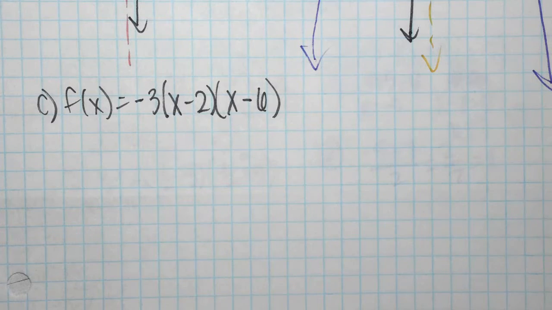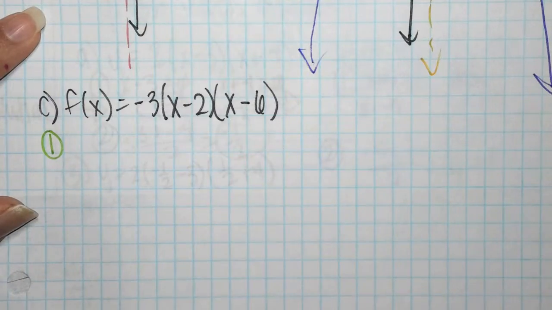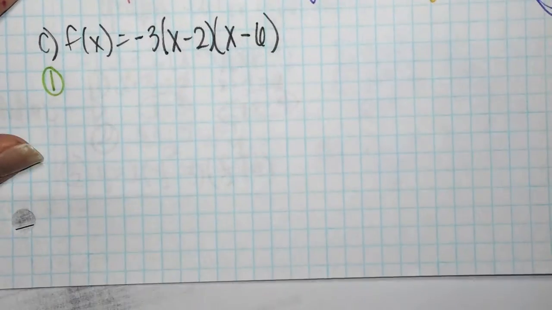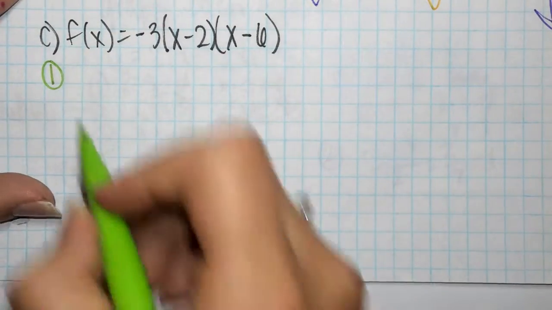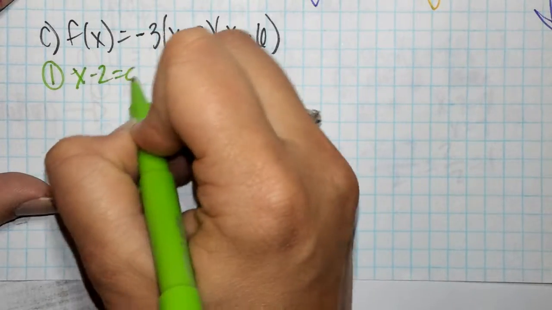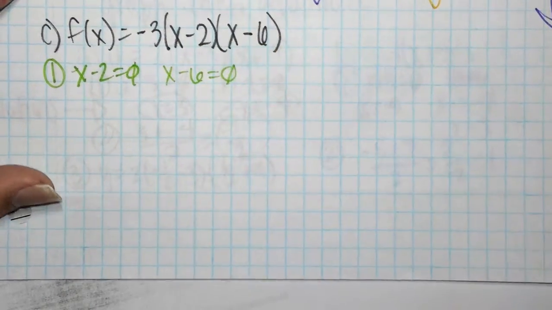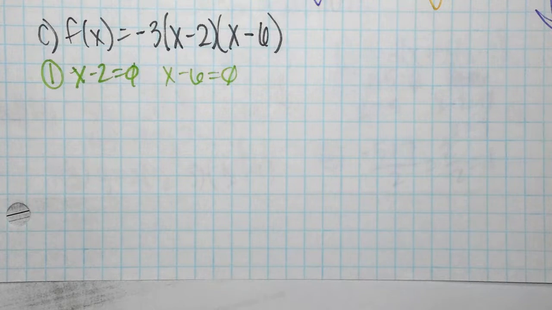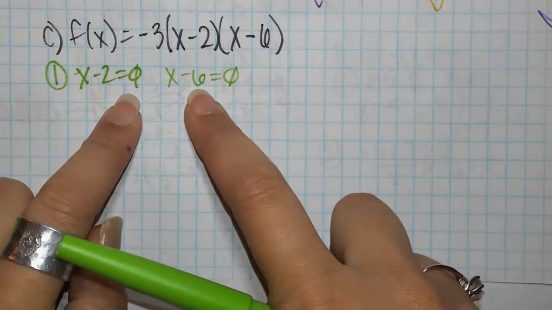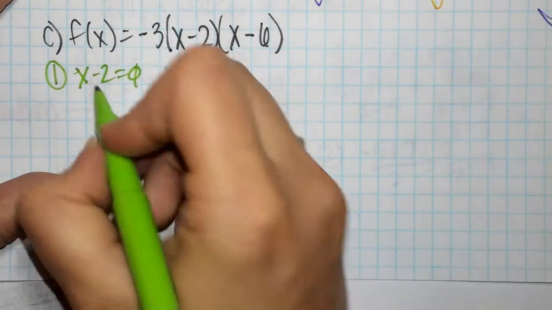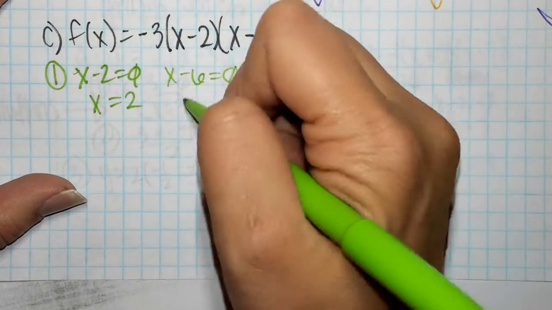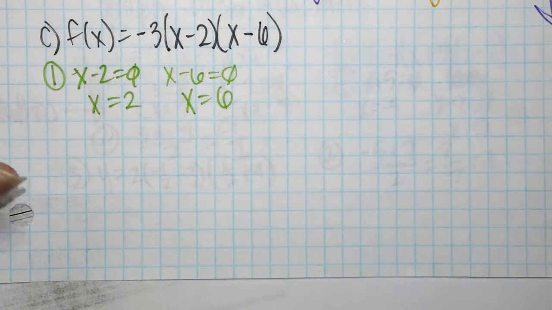Stop being so annoying. Alright, what is step 1? X minus 2 equals 0. So we find our solutions, right? Remember, these are solutions to the quadratic. So if I ask you to find the solutions, this is how you do it. Alright, so then we have x equals 2, x equals 6. Do we agree or disagree?